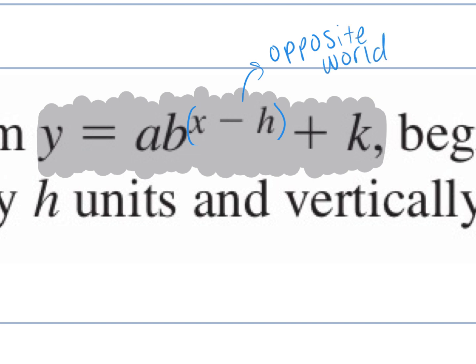Okay? Now, your k is not part of opposite world. Where is it? Outside, in the real world. What about your a? Real world. B is just your base. B is the only value that is not going to contribute to your transformations, because it's part of your base, all right?